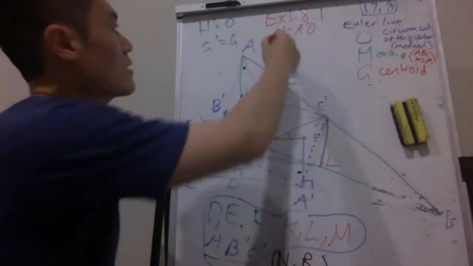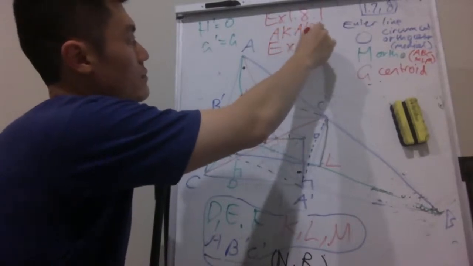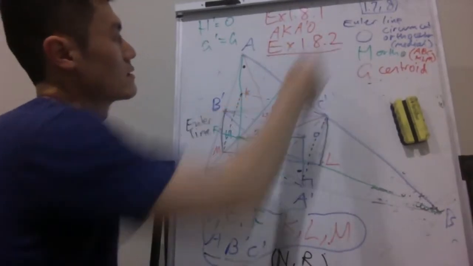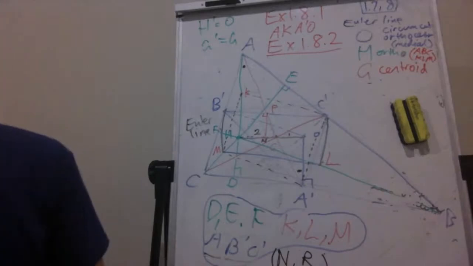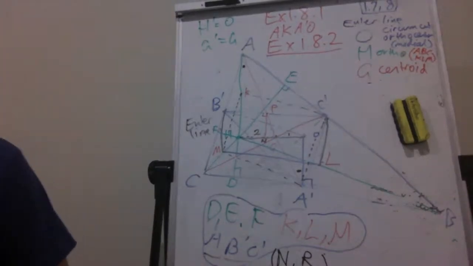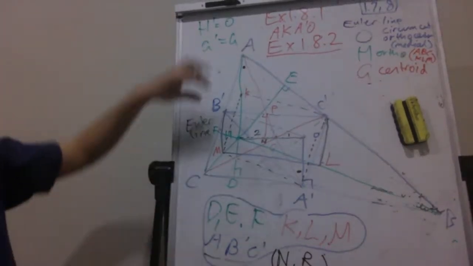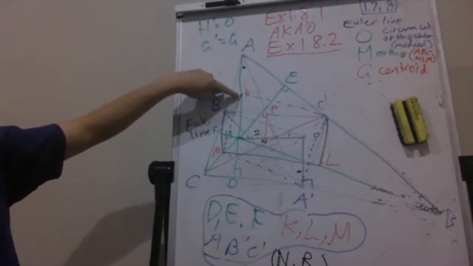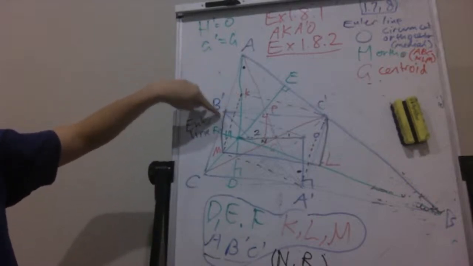We're gonna sharpen it. Exercise 1.8.2. There's no initial. It says to show, like K lies on a circle with B prime and C prime, right?